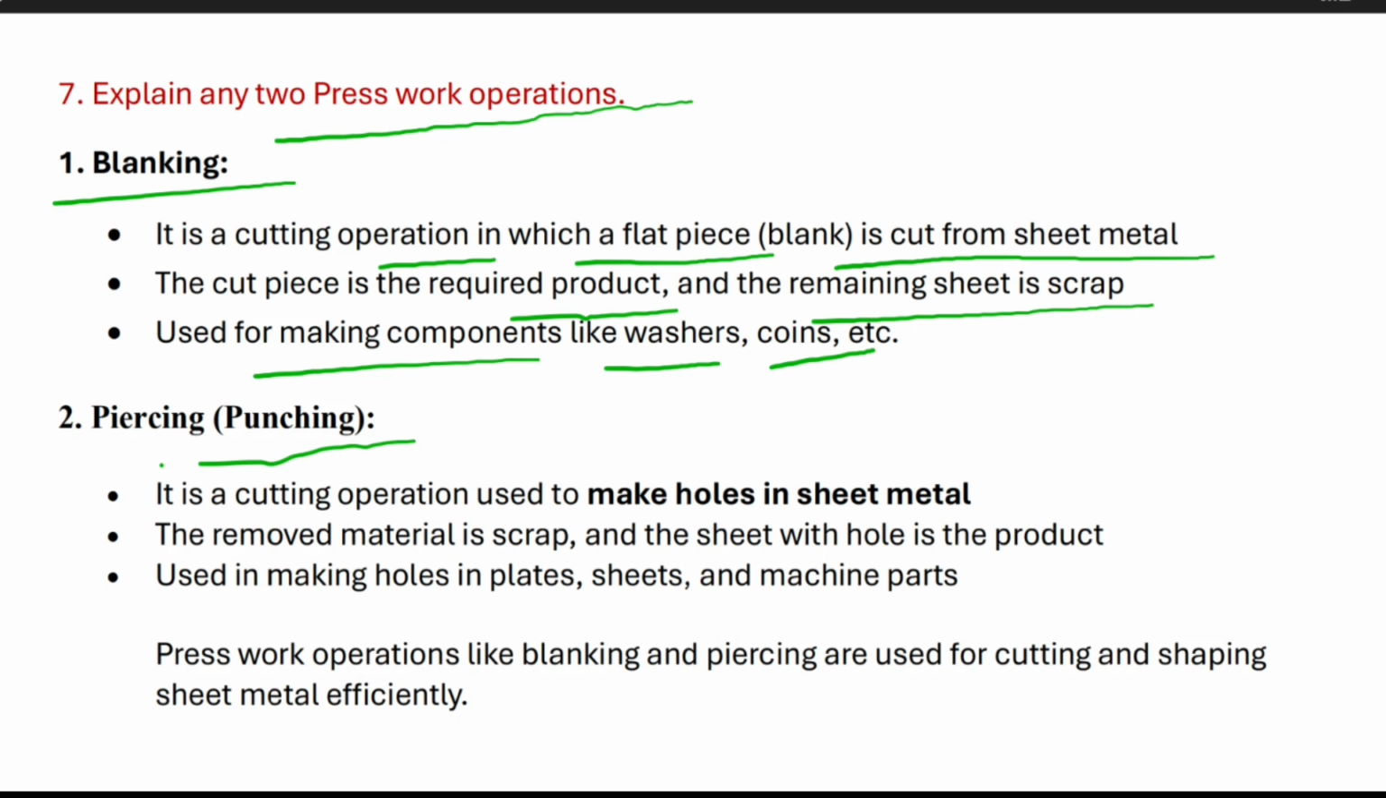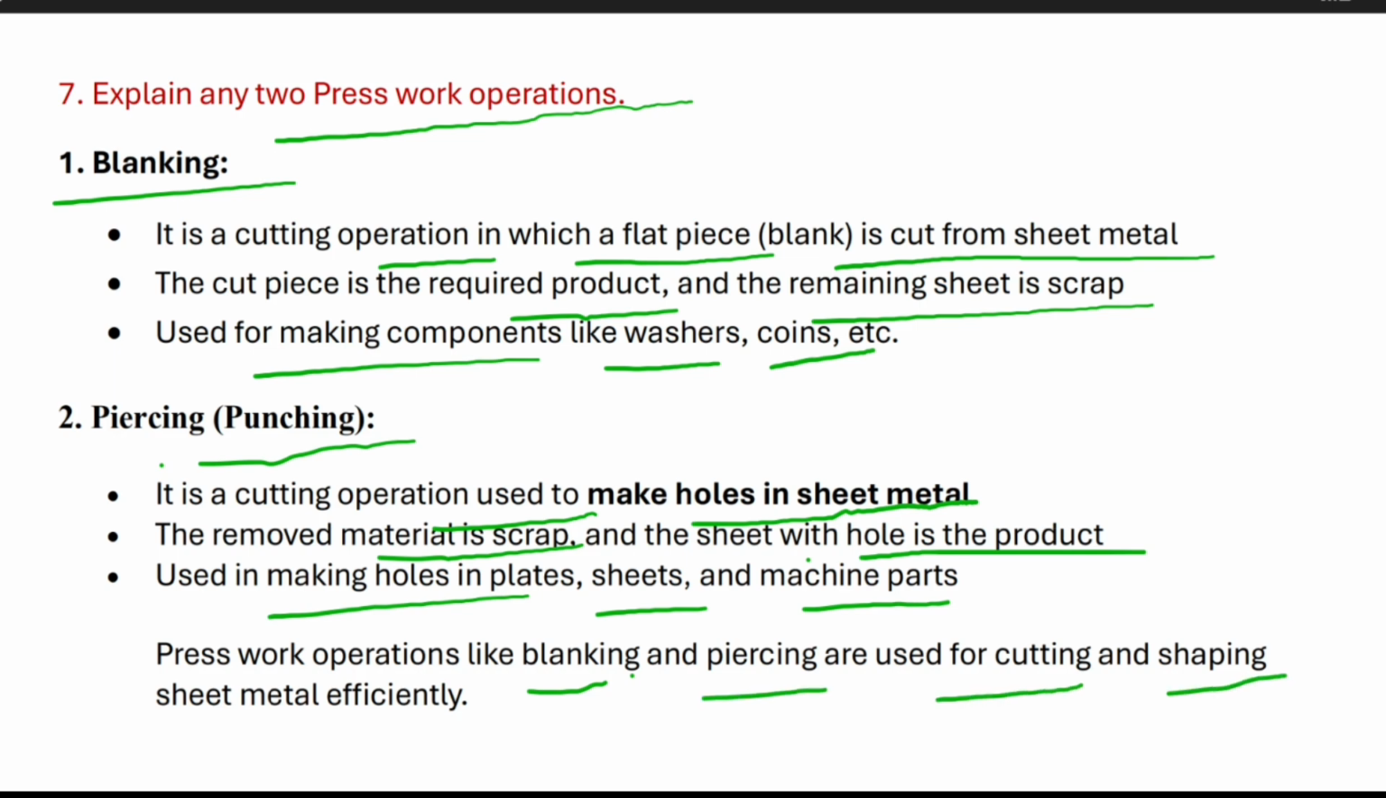Piercing, or we also call it punching. In punching, it is a cutting operation used to make holes in sheet metal and remove the material as scrap, and the sheet with the hole is the product. Used for making holed plates, sheets and machine parts. These press operations like blanking and piercing or punching are used for cutting and shaping sheet metal efficiently.